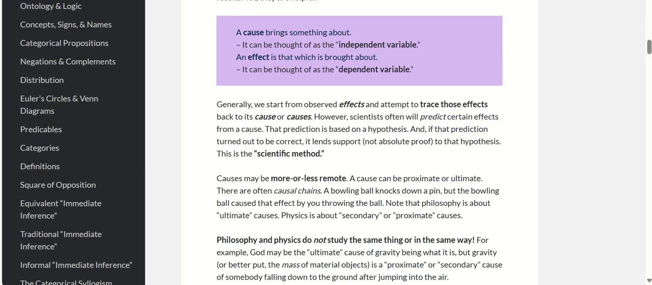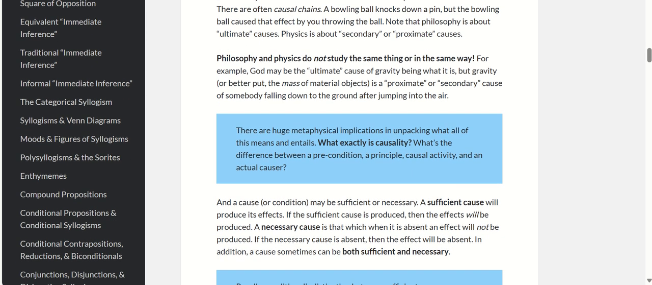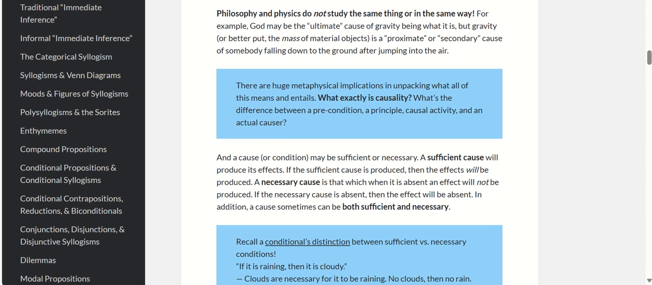Okay. And I go into what a cause is, what an effect is, the difference between an independent variable and a dependent variable. I also mention, and a lot of people get this wrong, philosophy and physics does not study the same thing or in the same way.